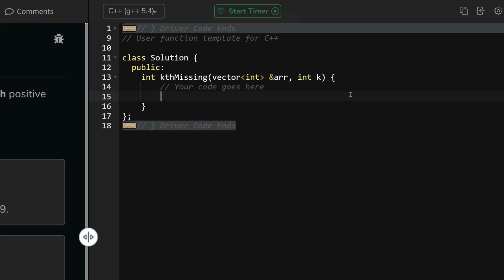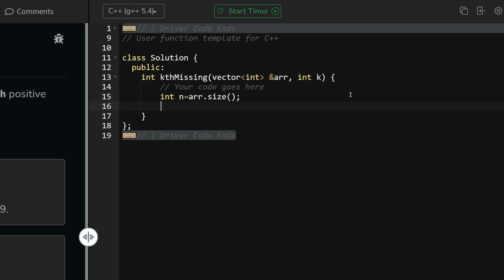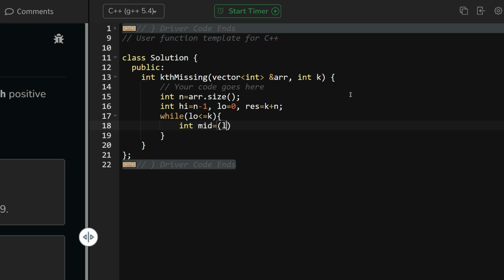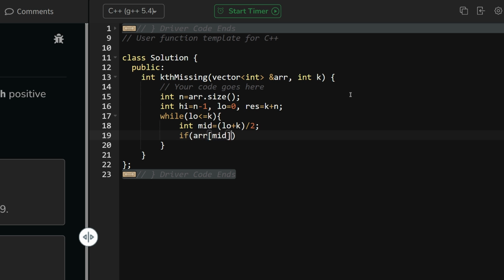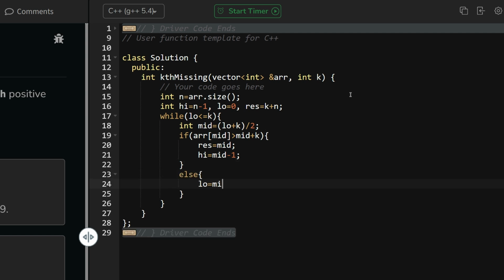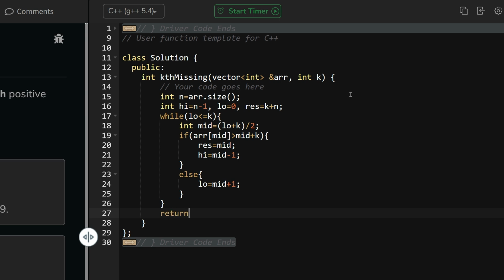So here is the coding section, guys. Let us start straight away. Int n equals array dot size. Int high equals n minus 1. Low equals 0. And our initial result equals k plus n. While low is less than or equal to high, calculate your mid. So int mid equals low plus high by 2. So if our array at mid is greater than mid plus k, our result is going to be mid, and because we need to find a minimum answer, high equals mid minus 1, else low equals mid plus 1. Now return your result.